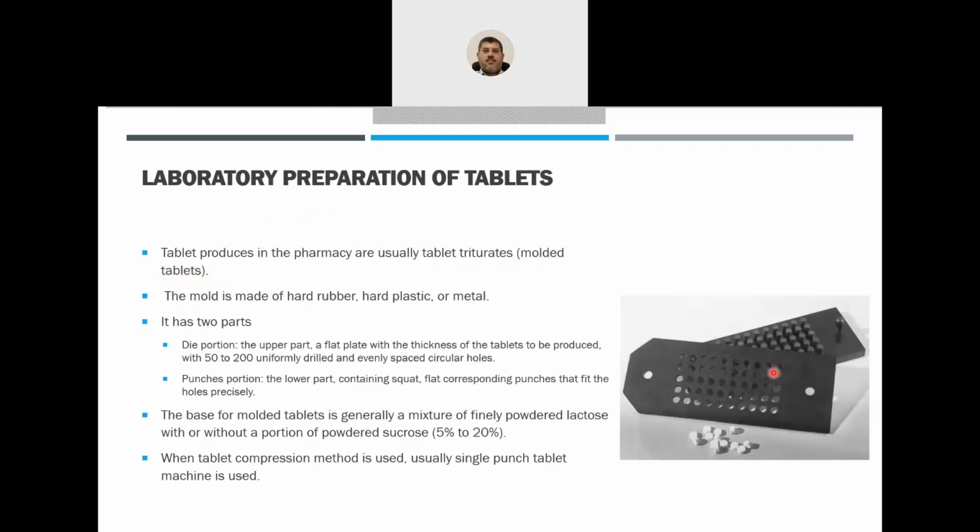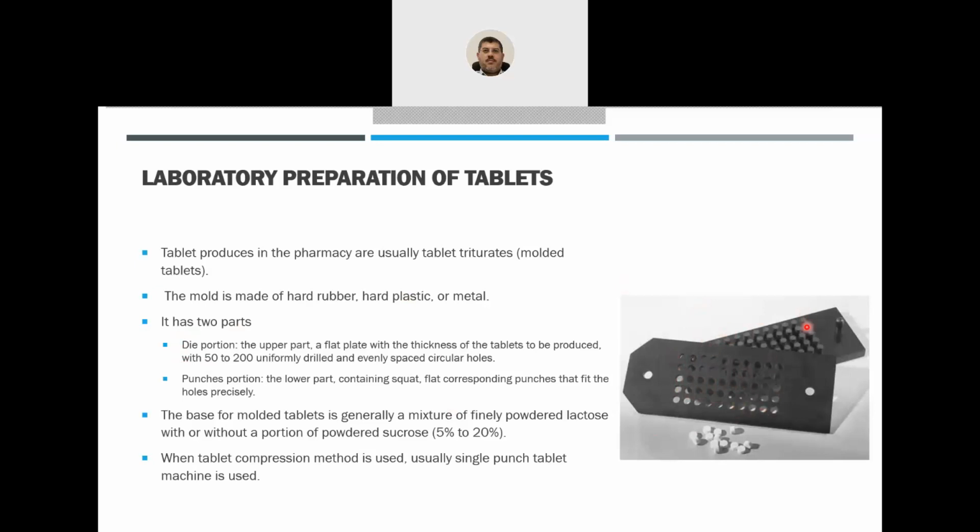You have a mold of two pieces, as you see. The mold is made of hard rubber, hard plastic, or maybe made of metal. It is composed of two parts. One part we call the die. The die is the one that has openings. The die portion, this is the upper part, a flat plate with the thickness of the tablets to be produced, and it can have a number of circular holes, from 50 to 200. So if you fill it completely, you produce this number of tablets.